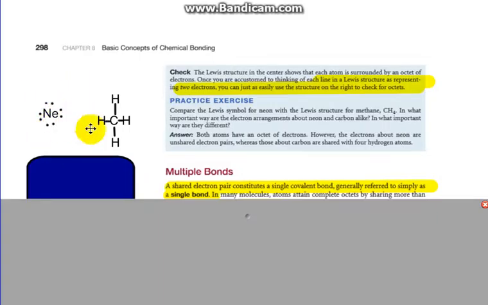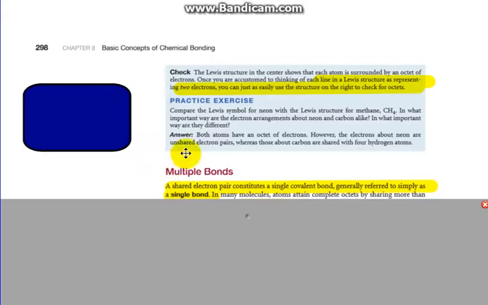So it has a full octet. Each of these lines represents a shared pair. So if I look at what carbon would have, 2, 4, 6, 8. It has an octet as well. So both atoms have octet electrons. However, the electrons about neon are all unshared, whereas carbon, all of its 4 electrons are shared with hydrogens. So the shared pair is with carbon some of the time, and with hydrogen other times.